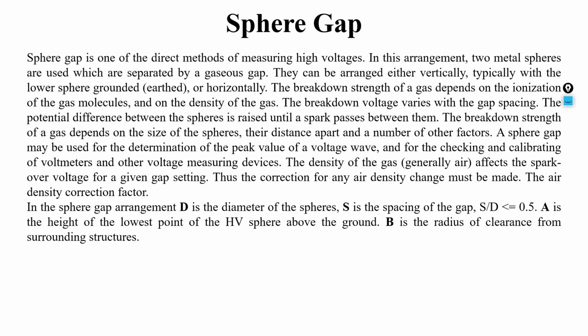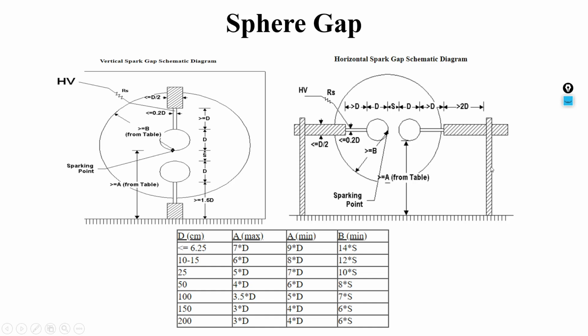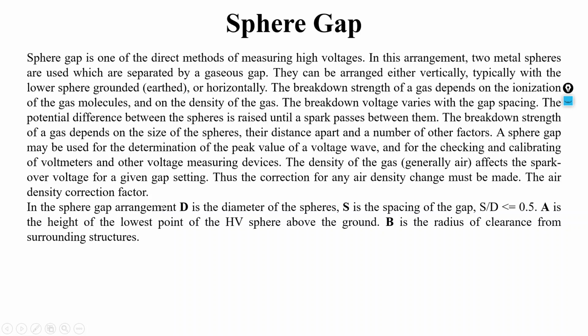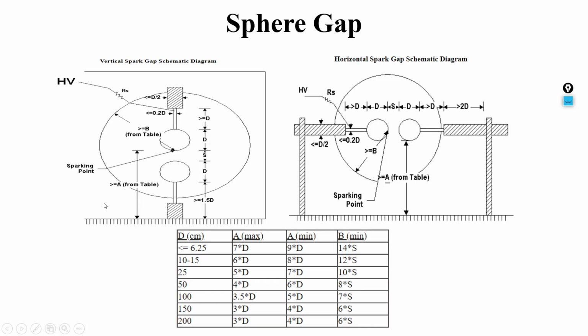So, if you observe the figure of the sphere gap arrangement, some parameters are specified there. Here d is the diameter of the sphere, s is the spacing between the two spheres, that is the gap, and s upon d is 0.5. a is the height of the lowest point of the high voltage sphere above the ground, and b is the radius of clearance from the surrounding structure.